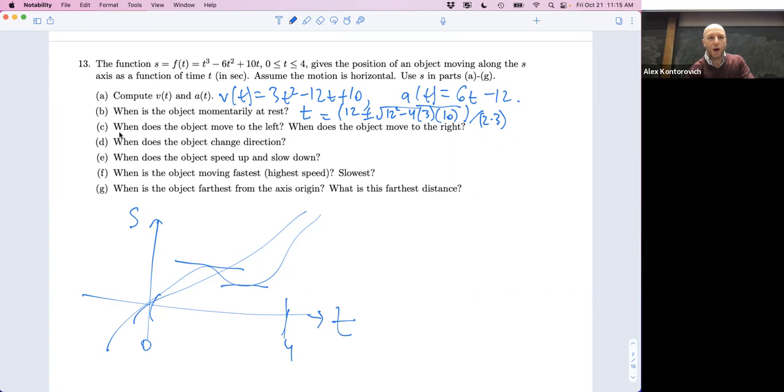Okay. When does the object move to the left? When does the object move to the right? Okay, so we need the velocity. So the velocity function, let's graph the velocity function. Velocity as a function of time. This is a quadratic. It's here at t.